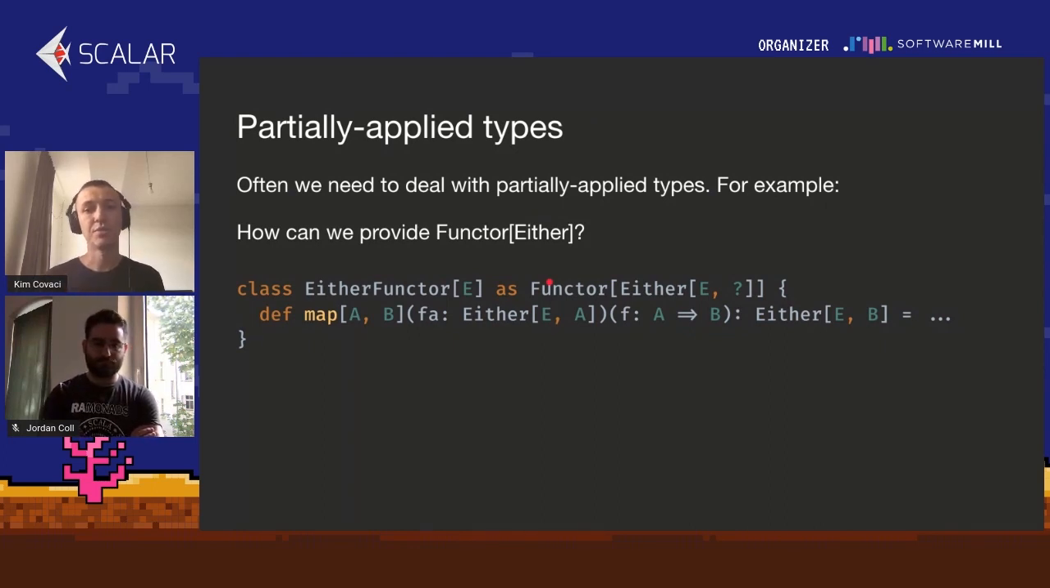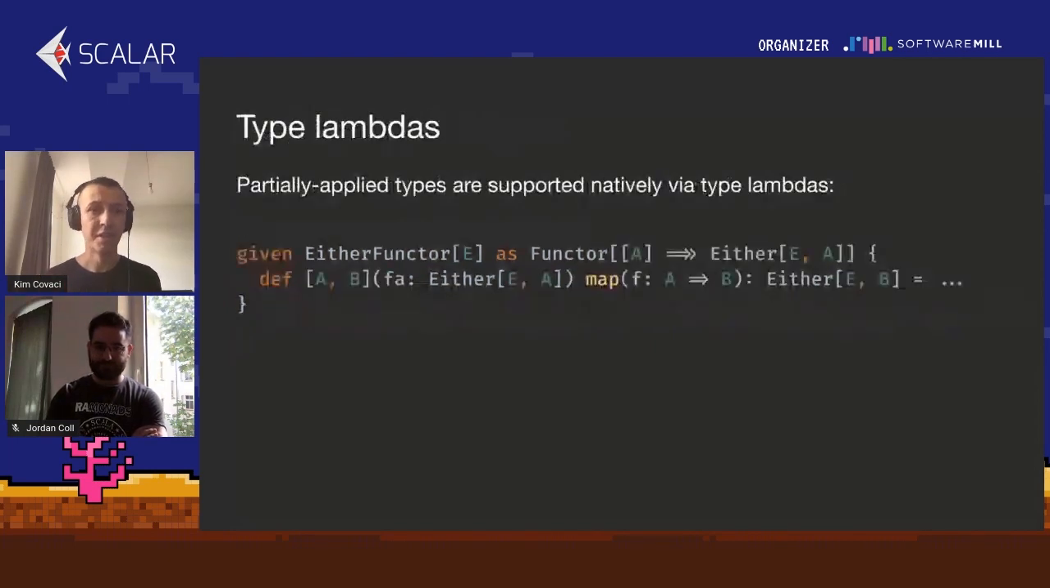So in Scala 2, you would usually use kind projector. The syntax here to represent this does not come from the language itself. It comes from a compiler plugin. Again, in Dotty, this is simpler because we have type lambdas that allow us to represent lambdas, but on the type level. Here I have the same example written in Dotty. I provide a functor instance for EitherT with the error fixed.